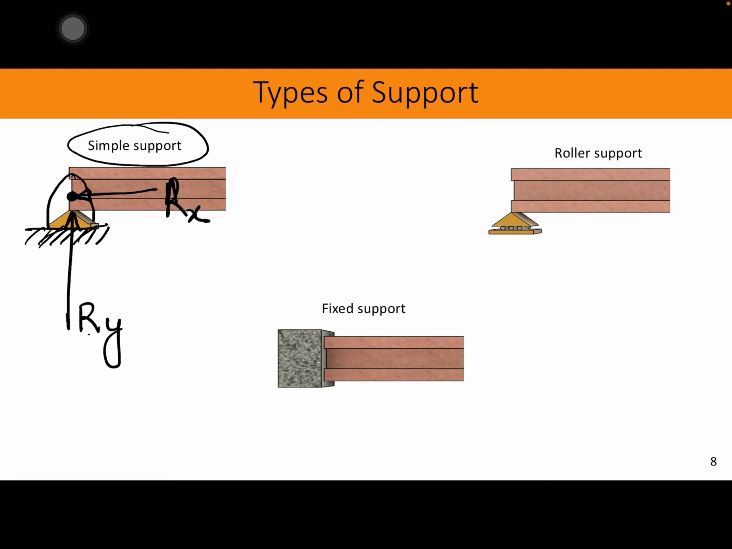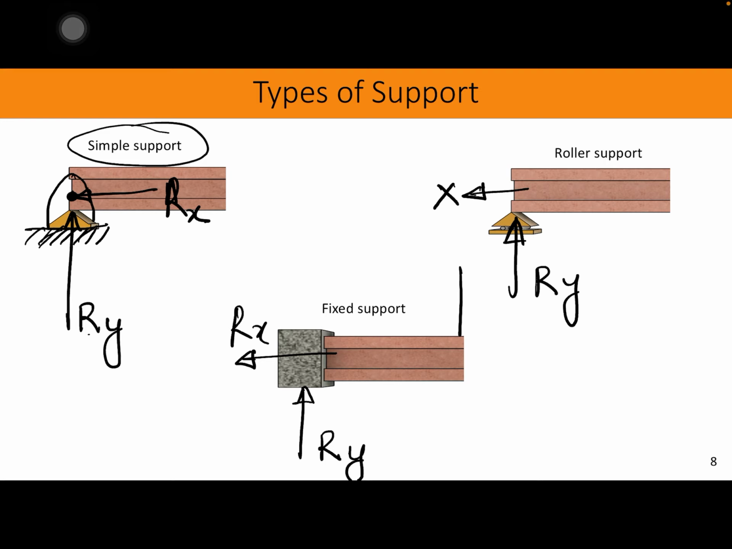In the roller support, where it can move this way easily, in this horizontal direction, there is no reaction in this direction. So there is only one reaction here, which we call Ry. For roller support, one simple rule: one reaction. And then for fixed support, we have one reaction in the horizontal direction, Rx, another reaction in the vertical direction, Ry, and also we have a moment.